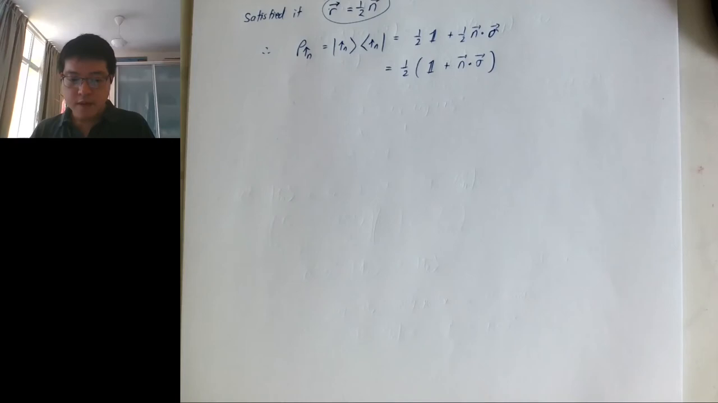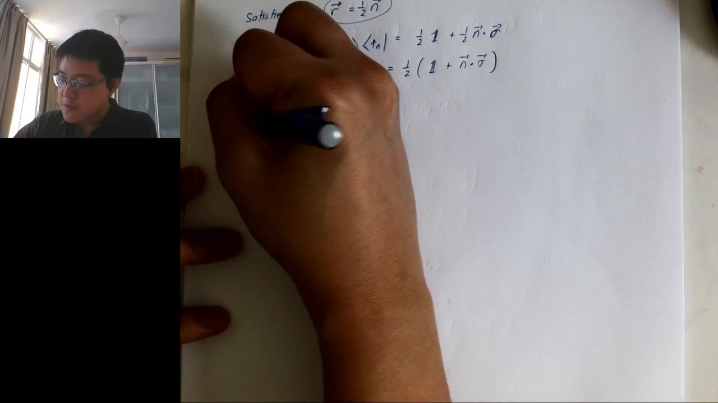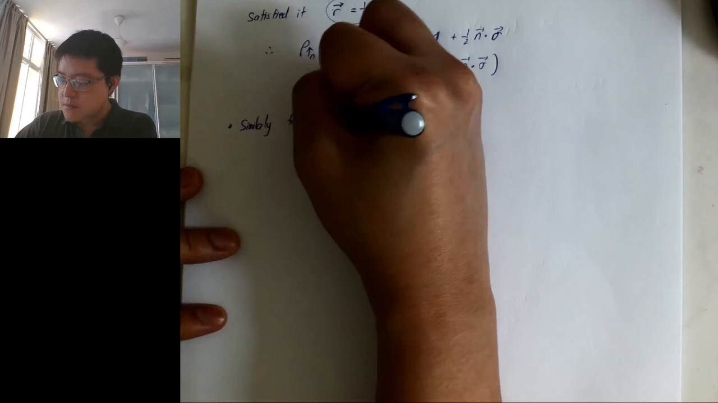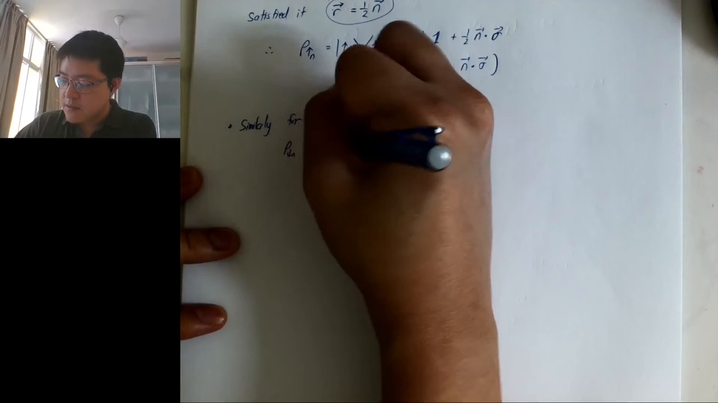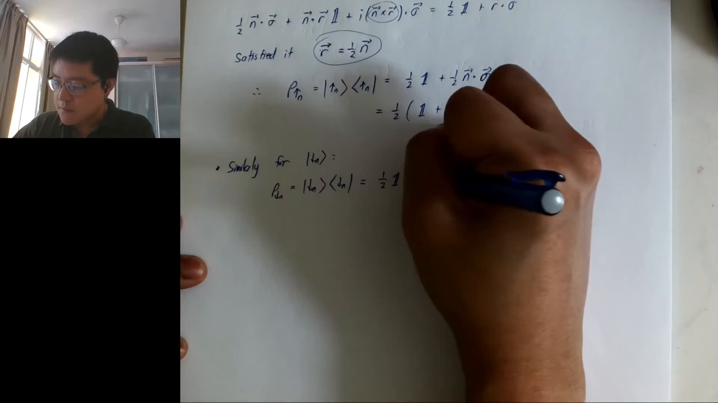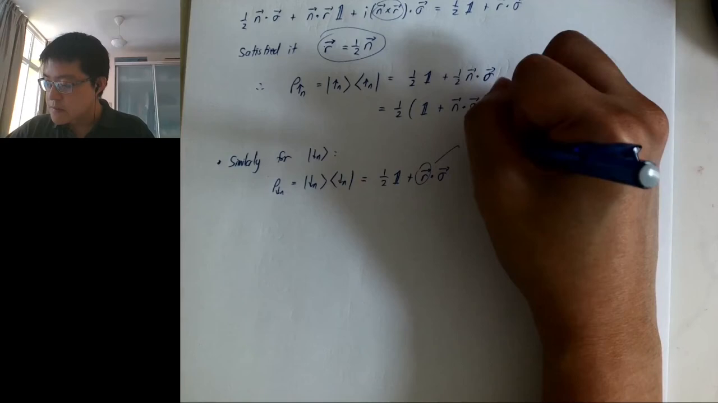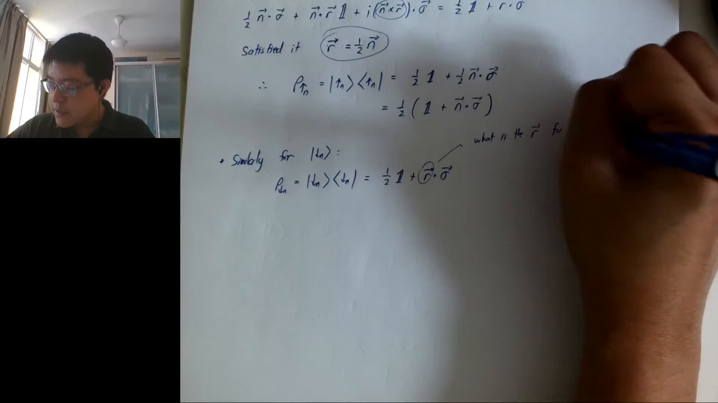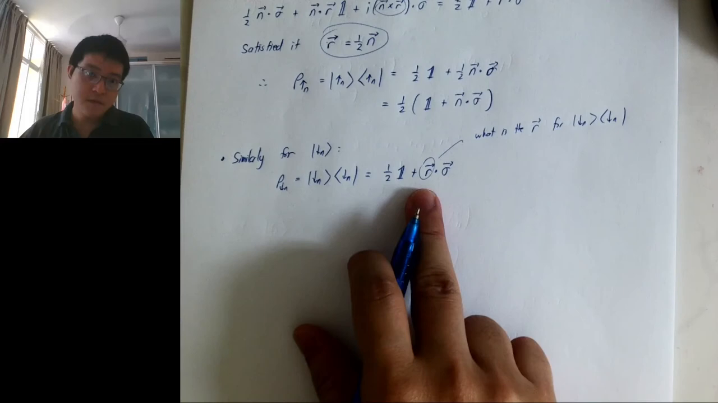Okay, we're going to do the same thing for down n. Similarly, the density matrix for down n is going to be down n. Should I explain the detail so you understand this better, or do you kind of get it? Then we can skip this part. What is the r for down n? This is the unknown. Shall I? Yeah, might as well just do it.